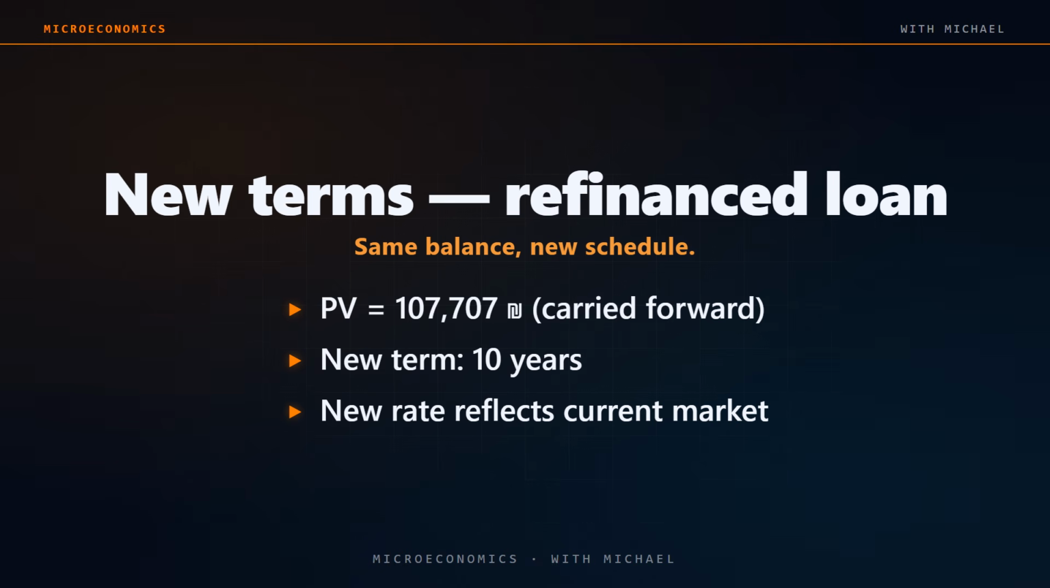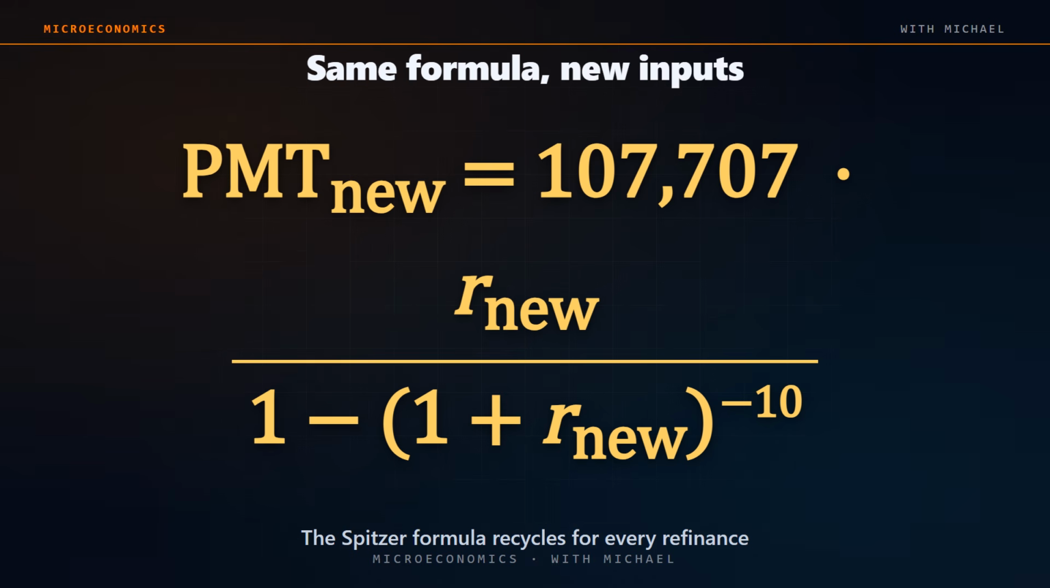A few practical takeaways. First, if you ever want to compute the fixed payment for any loan, the formula is always the same. PMT equals PV times R, divided by 1 minus 1 plus R, to the negative n. Memorize it. It is the workhorse of personal finance and corporate finance alike. Second, make sure R and N are in the same time units. If the loan is monthly, R should be the monthly rate and N should be the number of months. Mixing units is the most common mistake in loan calculations.